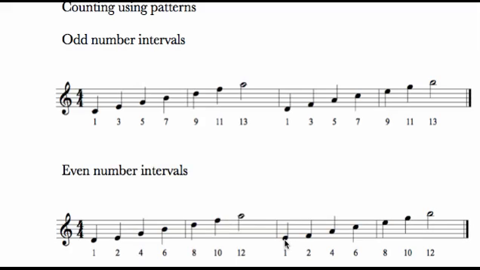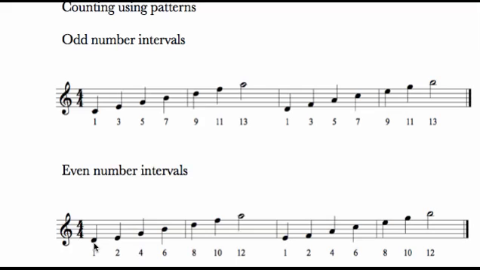Same thing would be true if we were going from a line note to a space note here. Second, fourth, 6, 8. You're just counting the spaces. Okay. So for odd numbers, to review, line to line or space to space, and you just count the numbers.